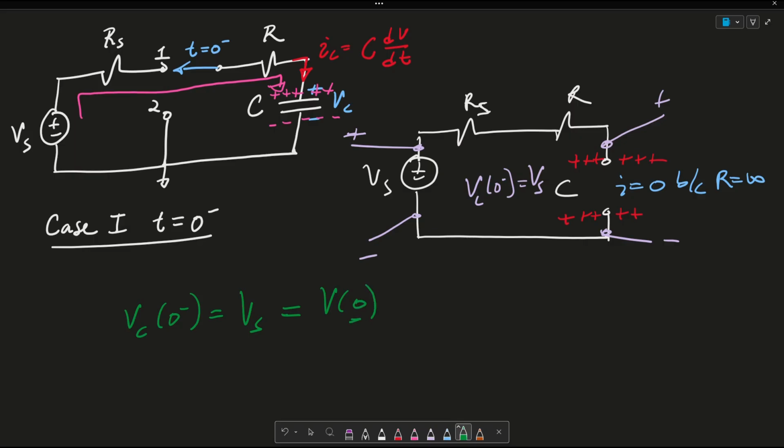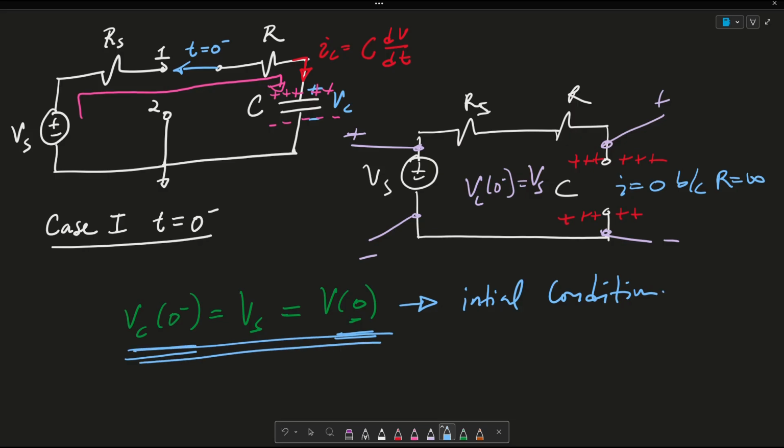The reason for this is that voltage cannot change instantaneously across a capacitor. So this voltage here has to equal V0, or the voltage right before, at 0 minus, and at 0 has to equate. And this is what we call the initial condition. If you have any concerns about this theory, please check out my capacitor video. I've posted the link in the top right-hand corner of the video.